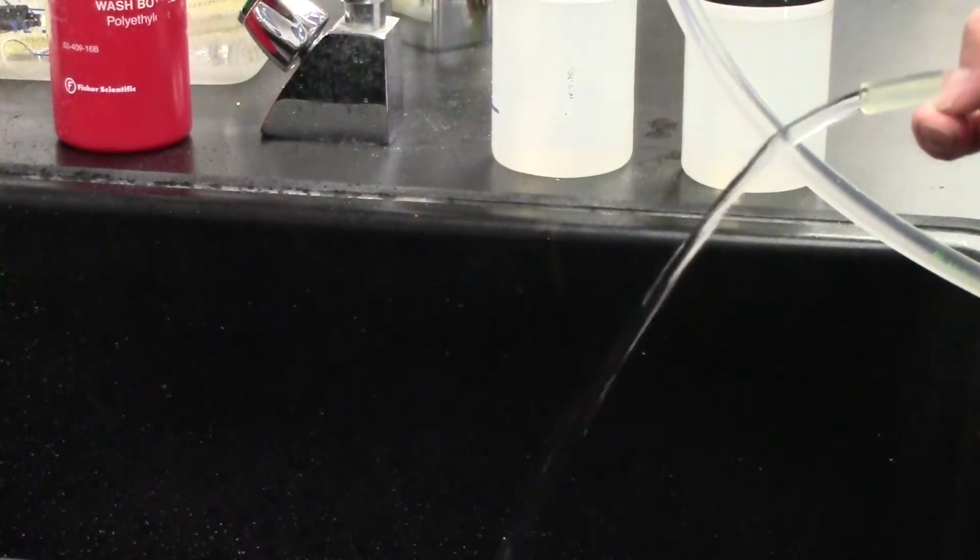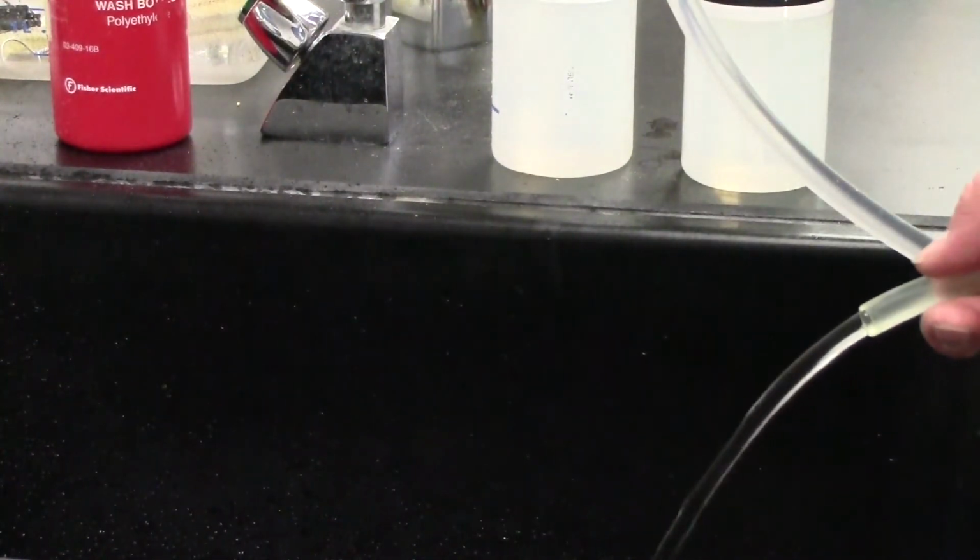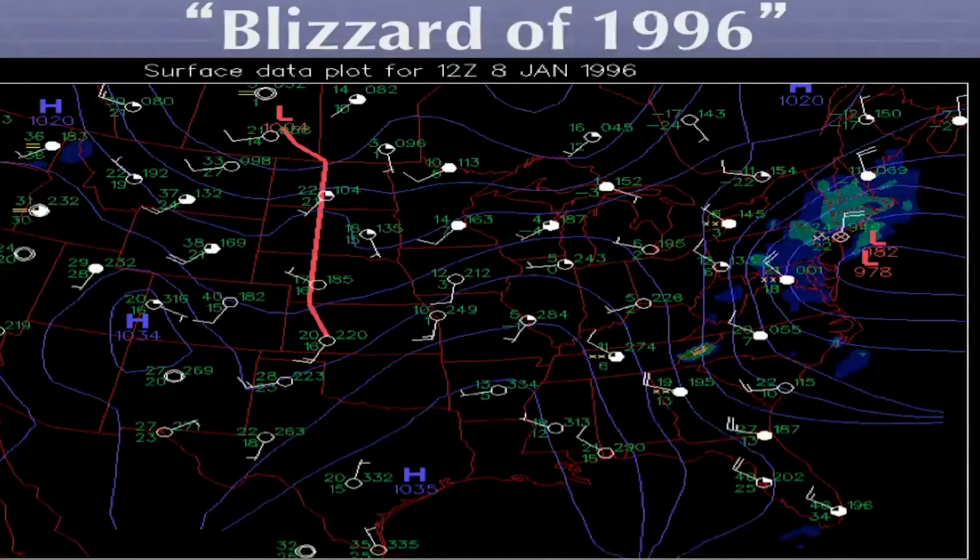Take a look at the blizzard of '96, which happened here in Pennsylvania. This is the 8th of January 1996, when we had a big storm just parked off the coast of New Jersey. Notice the L with a 978 next to it. And then right off at the top, right around Quebec, there's a high with a 1020. That's a big change in pressure over a real tiny distance. So our lines are packed close together over Pennsylvania, and it's windy here. We've got a lot of snow and a lot of wind happening at the same time. It's a blizzard.